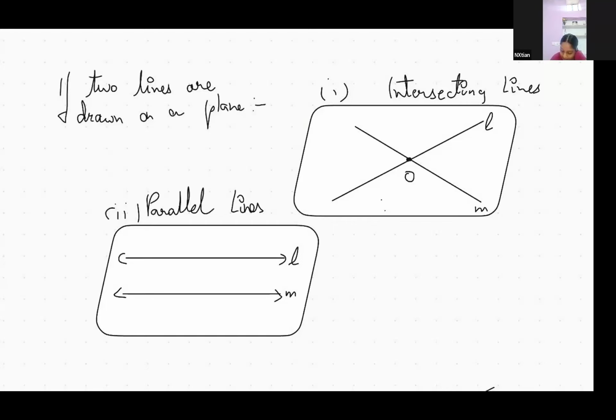Okay, when there are parallel lines, guys, what happens? They never cross each other. When there are parallel lines, they always move in a straight line away from each other. They never cut each other at any common point. Those are parallel lines. Intersecting lines are those who cut each other. Okay, they cross each other. Those are intersecting lines. So on a plane, if we draw two lines, they either intersect or they are parallel to each other.